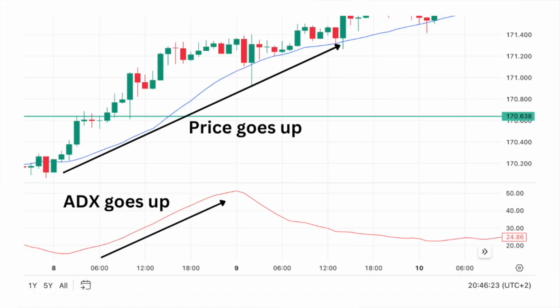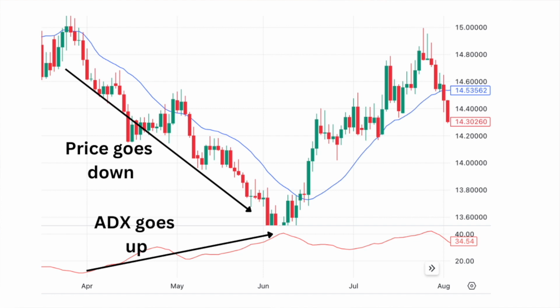Now, as I said earlier, the ADX only shows you the strength of a trend. It doesn't provide buy and sell signals or tell you the direction of the trend. What it does tell you though is whether a trend is gaining momentum. How some traders use it is that if the price is going up and the ADX indicator is also going up, then we have the case for a strong bullish trend, like you can see here. The same is true if the price is going down and the ADX indicator is going up. Then we have the case for a strong bearish trend.